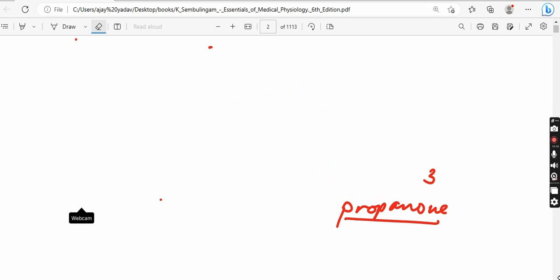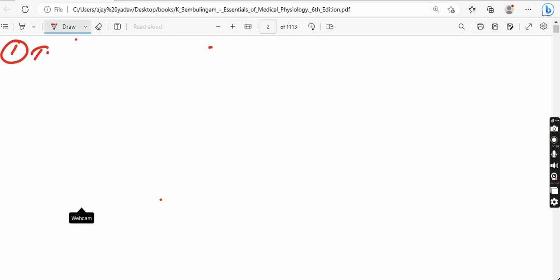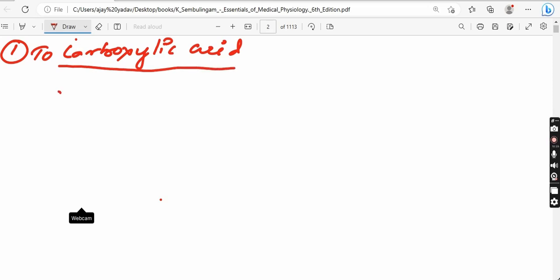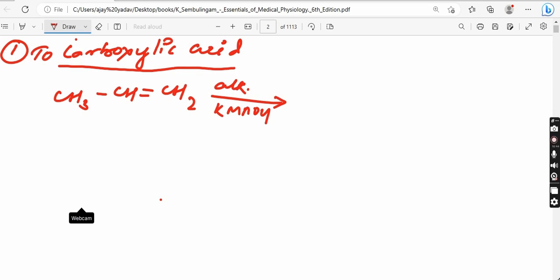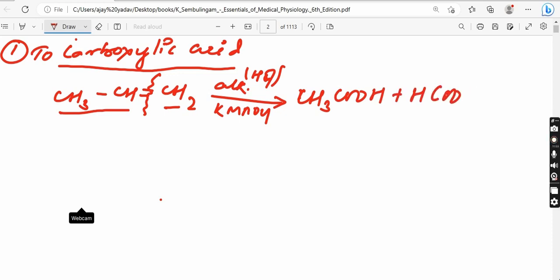So now we'll be preparing carboxylic acid from the ethene. Look here, suppose this is your CH3, CH double bond CH2, and you are reacting this with hot alkaline KMnO4. So this bond will break from here, and this will produce one acid and this is another. So this will produce CH3COOH plus HCOOH. Okay.